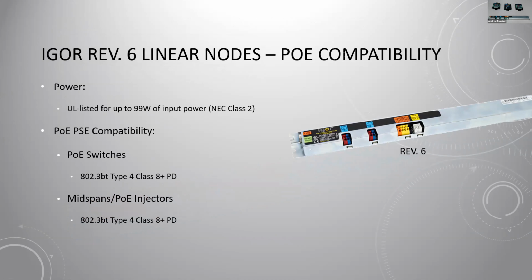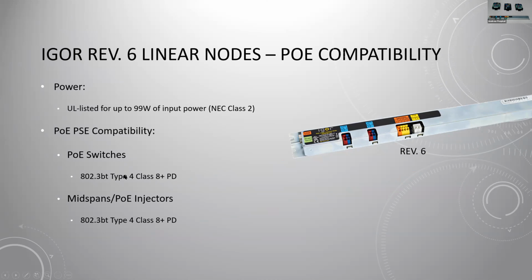Looking at similar to Rev 5 from a PoE compatibility standpoint, we want to take advantage of that maximum power available. We knew that the new IEEE 802.3bt standard was on its way when we started designing this node. So we wanted to make sure our UL listing allowed us to consume all of that 99 watts of power available while still maintaining the NEC Class 2 standard.